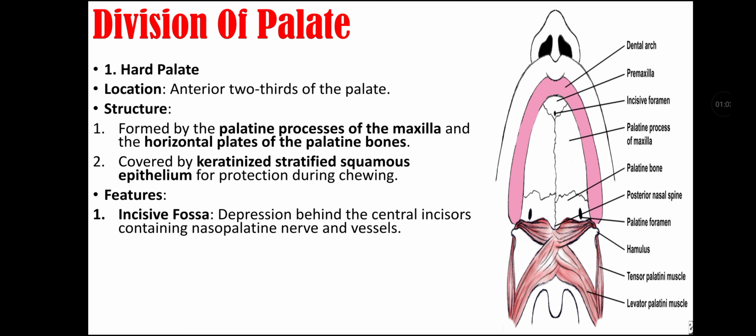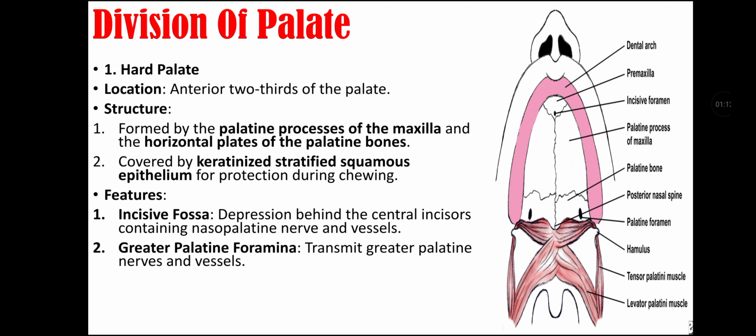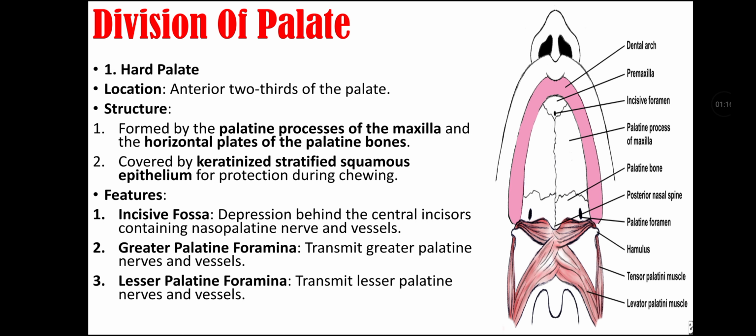Its features include incisive fossa, that is a depression behind the central incisor that contains nasopalatine nerve and vessels, greater palatine foramina that transmit greater palatine nerves and vessels. It has lesser palatine foramina that transmit lesser palatine nerves and vessels. And then it has palatine rugae that are transverse ridges for friction and grip.